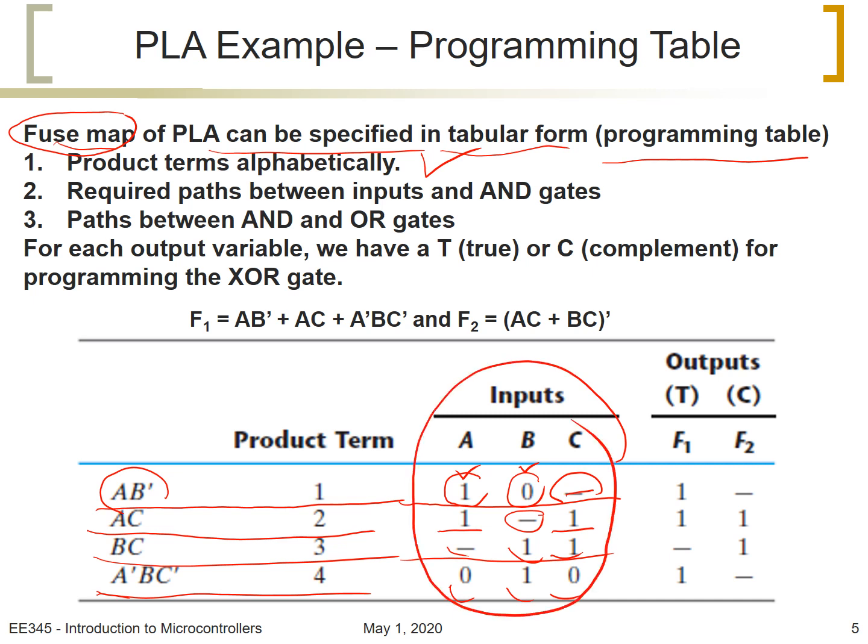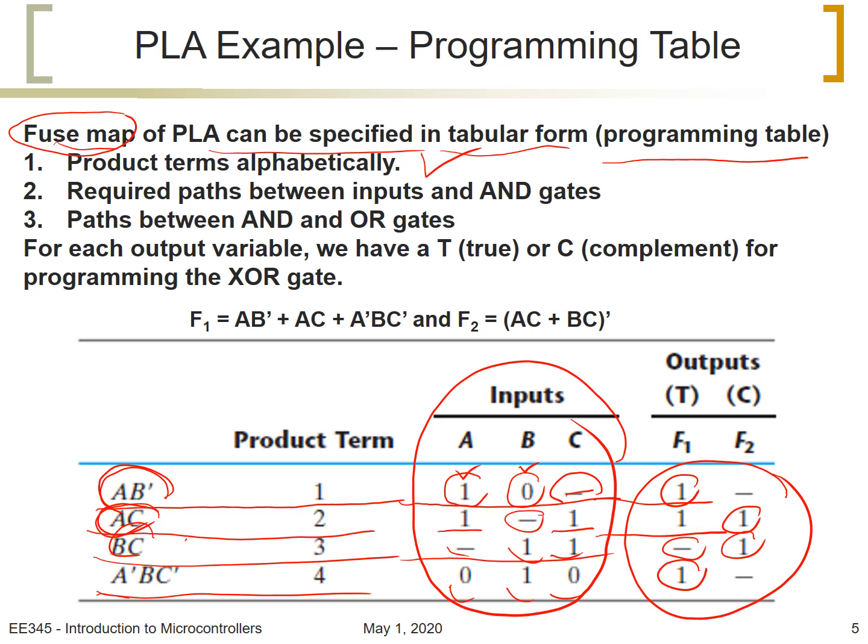And then the programming of the OR gates, in order to implement F1 and F2. So for F1, we put 1 here for this product, it is included in F1, and 1 for the AC, and nothing because we don't take BC, and 1 for the last product. And for F2, we put 1 corresponding to AC and 1 corresponding to BC, and this is the part of the table that programs the OR gates.